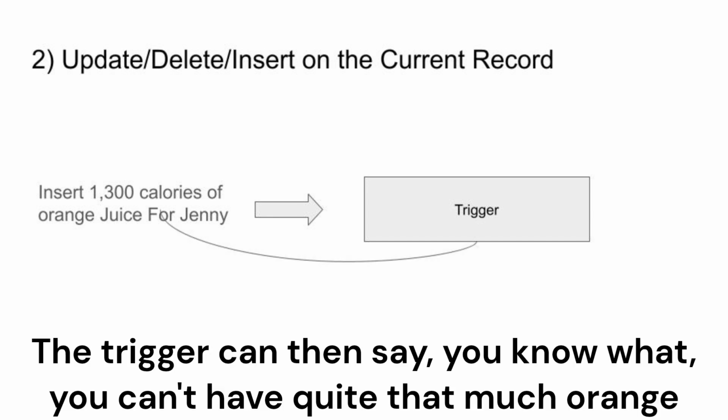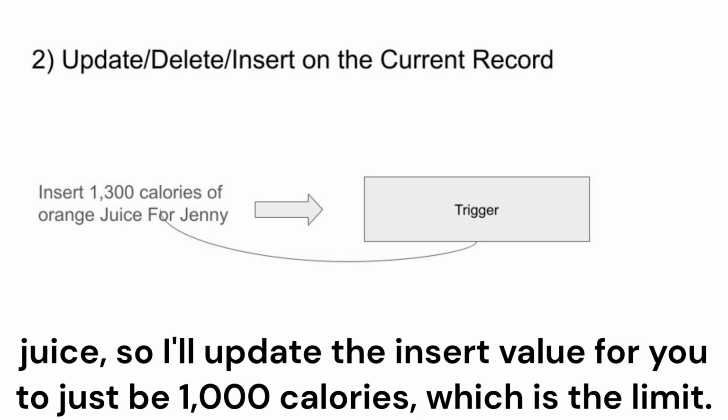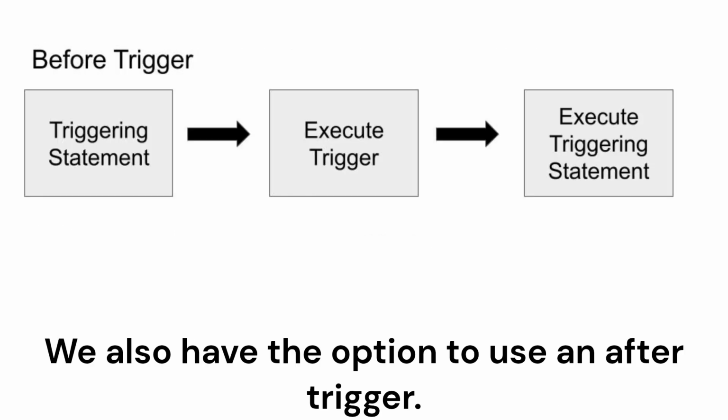The trigger can then say, you know what, you can't have quite that much orange juice, so I'll update the insert value for you to just be 1,000 calories, which is the limit. We also have the option to use an after trigger.